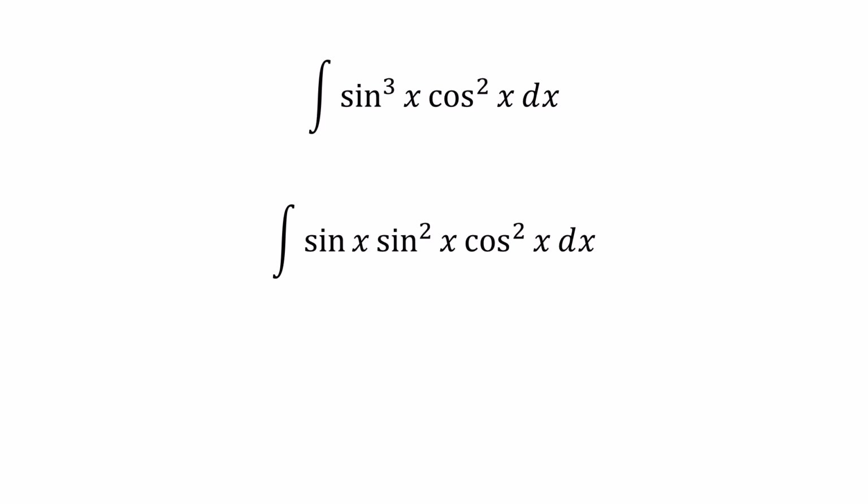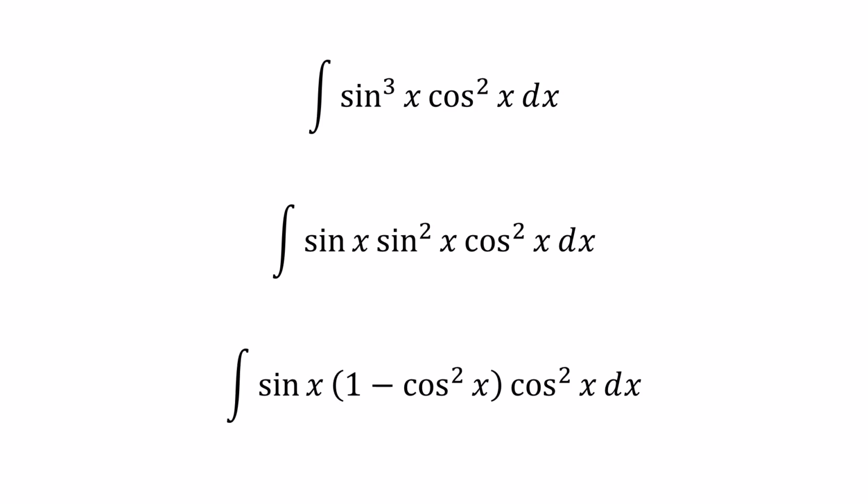We now rewrite sine squared of x in terms of cosines using the Pythagorean identity. This gives the integral of sine of x times 1 minus cosine squared of x times cosine squared of x dx.